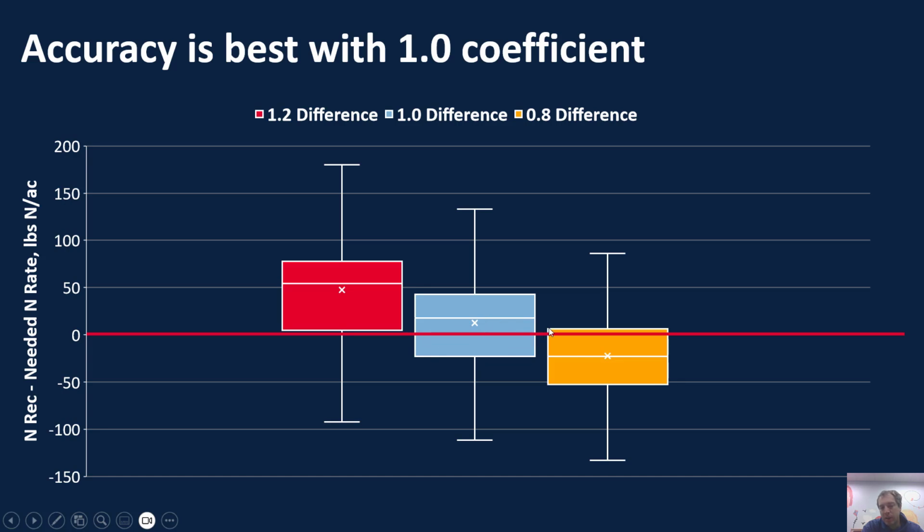If we go down to 0.8, it seems like we went a little too far because now we're at the top of the box and not really in the middle. You look at averages, you're plus 48, plus 13, and then you start to go about minus 22, which means we're doing 22 pounds of nitrogen per acre below the recommendation on average. We're plus 13, plus 48. So we can see this middle bar right here, this 1.0, might be a good middle ground between over-recommending on average and under-recommending on average.